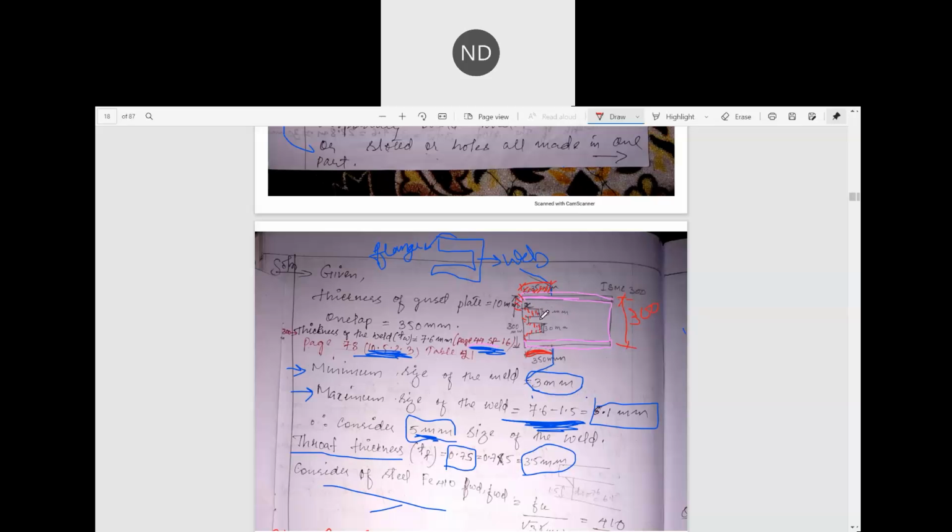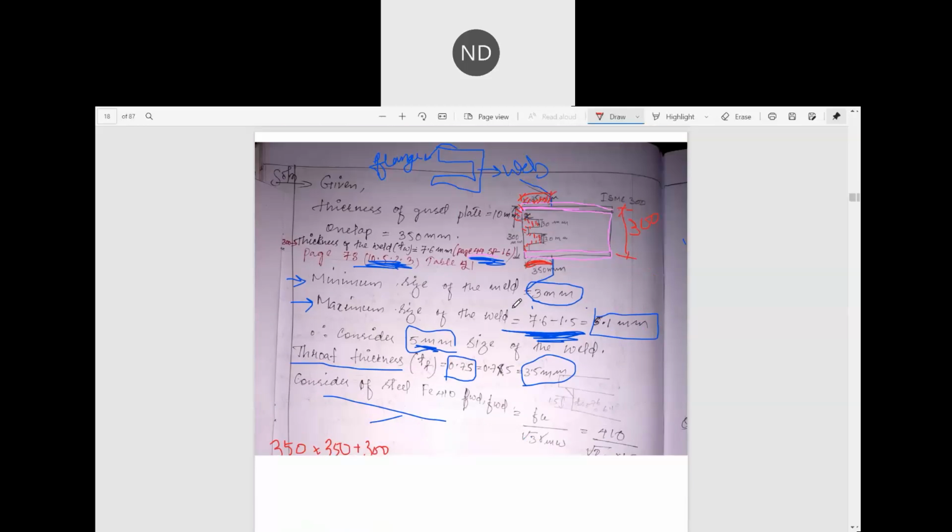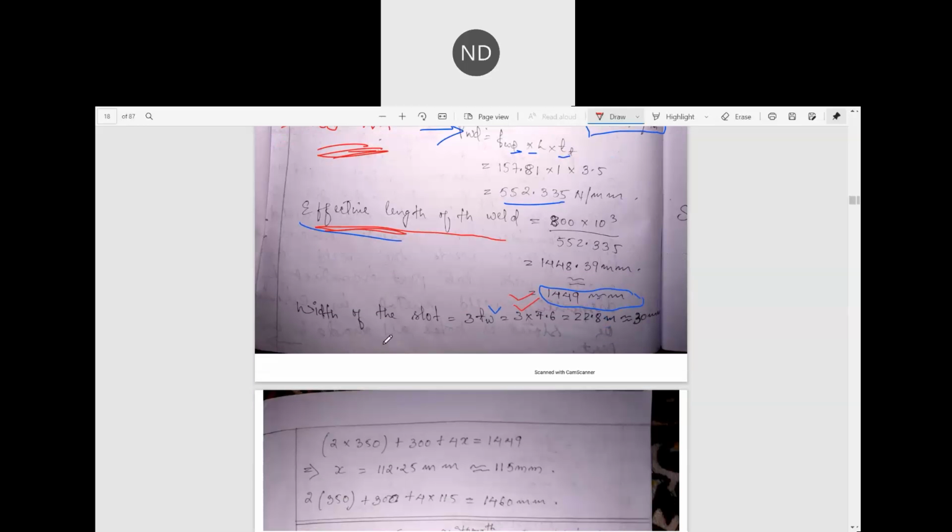This is the length of your weld, right? So now we have to find out how much is this slot, that means the length for your slots. So simply we cannot provide anything, right? For that reason, this is one formula where you have to find out the width of the slot. So what is the width of this slot?